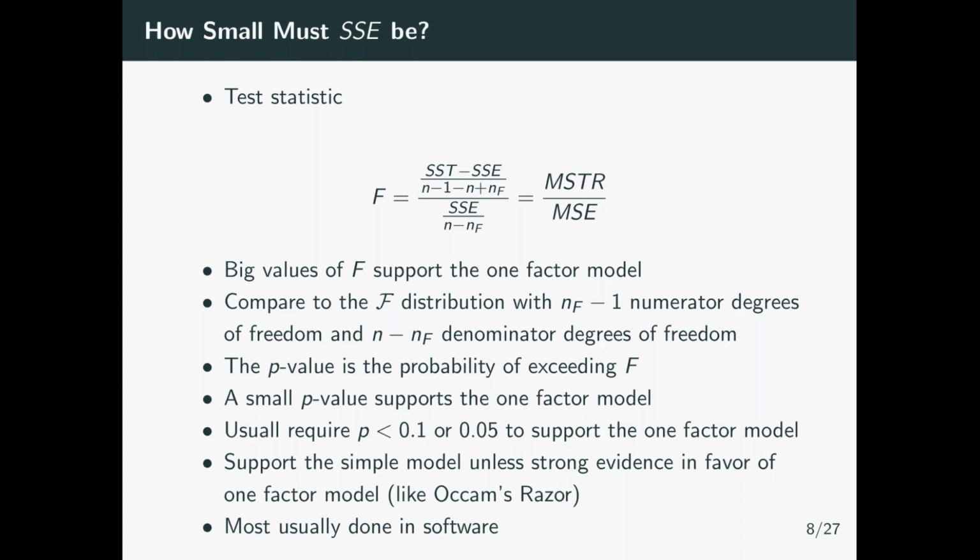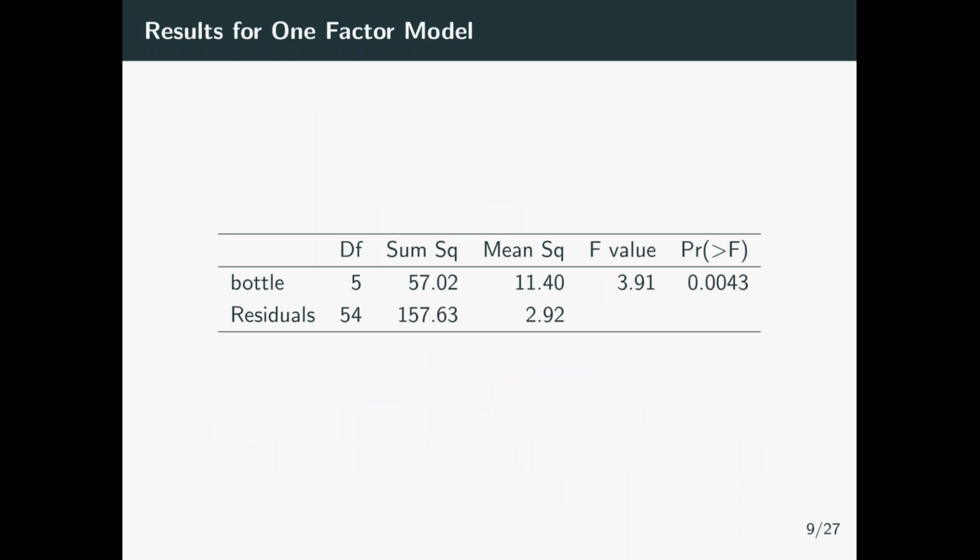Now, this is most usually done in software. There have been a couple of questions about software already. I'm sure that I've calculated F statistics by hand before, but I don't do that anymore. Again, I mostly use the R language to do this. All right, so I'm going to switch slides, but I know there's another question that came up, so I'm going to answer that before getting to the results of the analysis of variance for our simulated data set.